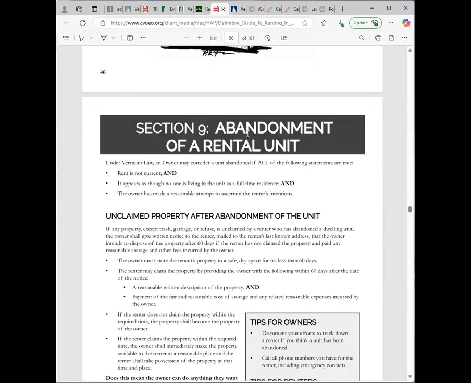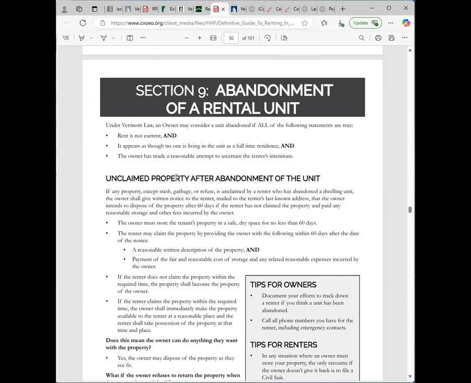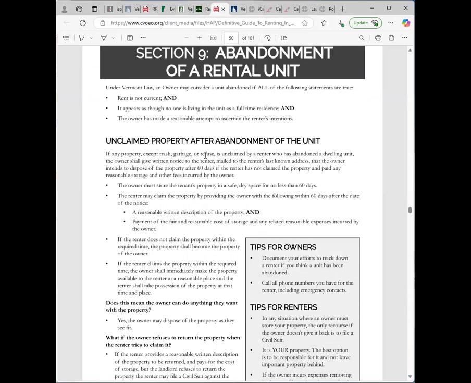And then this is where the abandoned items or eviction items come into this. This is on page 47, abandonment of a rental unit. So this is where you can have unclaimed property after the abandonment of a unit. It goes all into here, but basically the owner's got to store the tenant's property in a safe, dry space for no less than 60 days. You've got to try to get a hold of the tenant. Even if you've evicted them, you still have to get a hold of them and say, look, here's where your stuff is. You have 60 days to get it. You're responsible for all of the charges, including the storage.